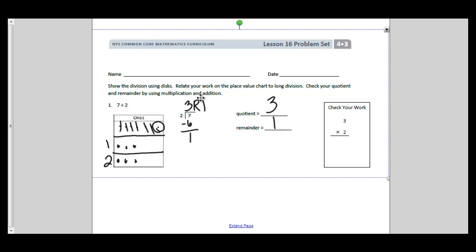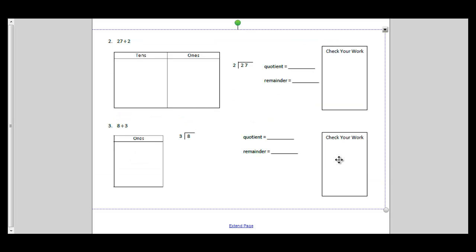Now I'm going to check my work. So I take my quotient and I multiply it times my divisor, which is 2. 3 times 2 is 6, but I'm trying to get to 7. Remember, you have to add the remainder on, and that gives me 7. So that means that my answer is correct.